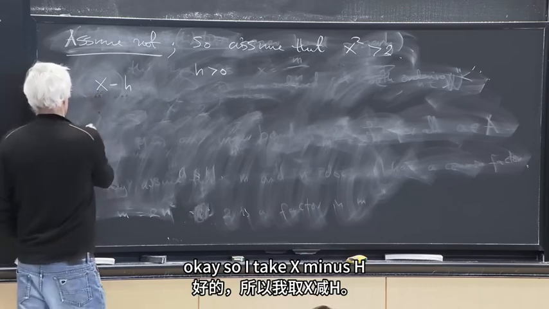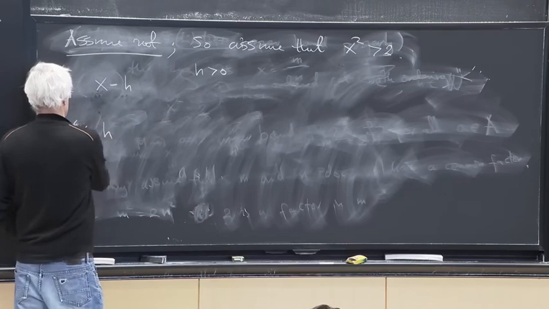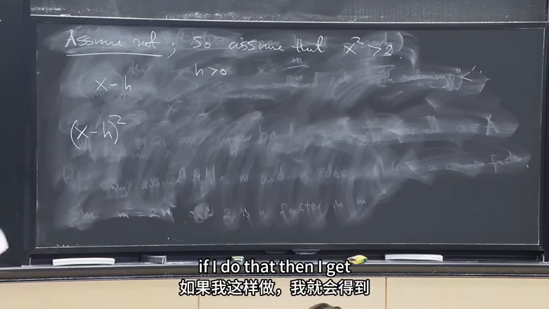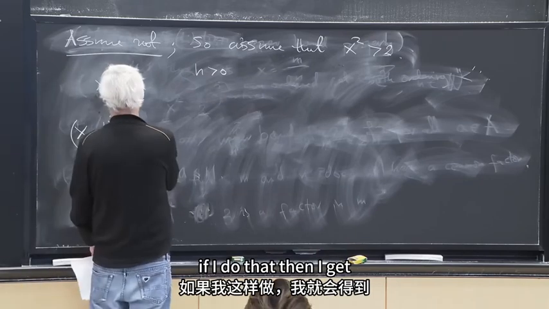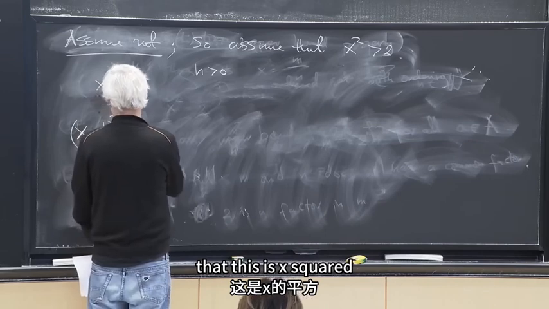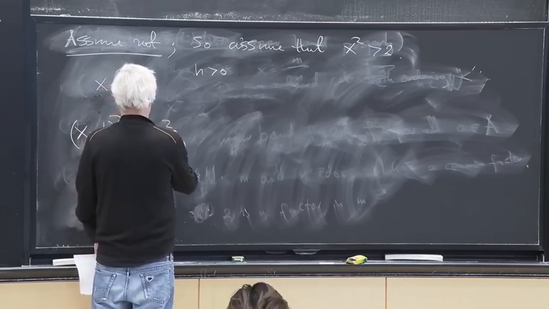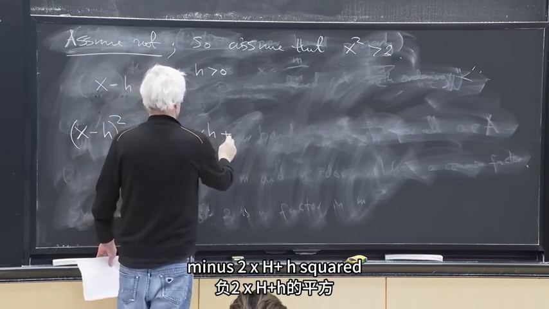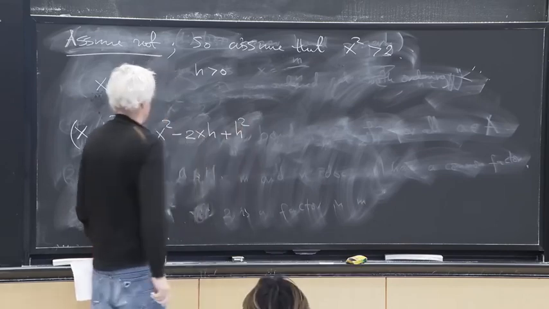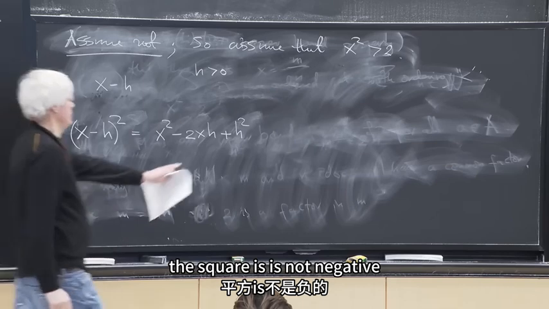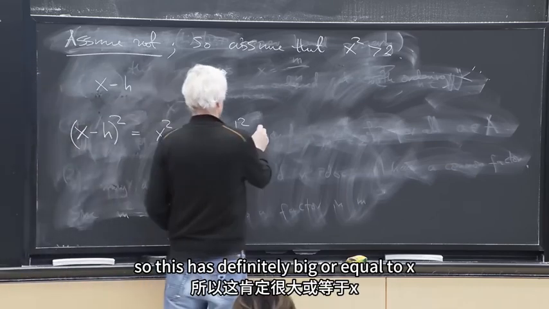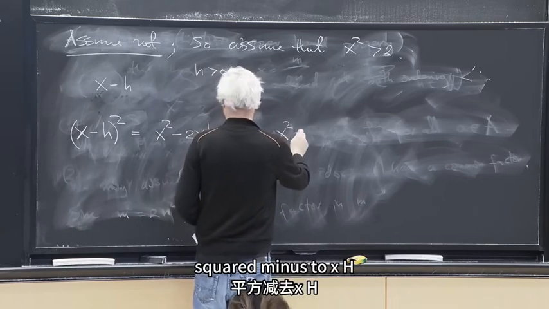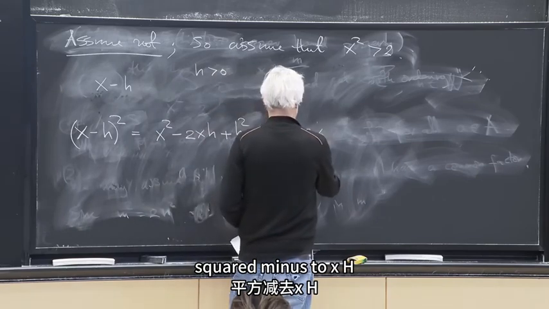So I take x minus h, and I square it. If I do that, then I get x squared minus 2xh plus h squared. The h squared is non-negative, so this is definitely bigger or equal to x squared minus 2xh.